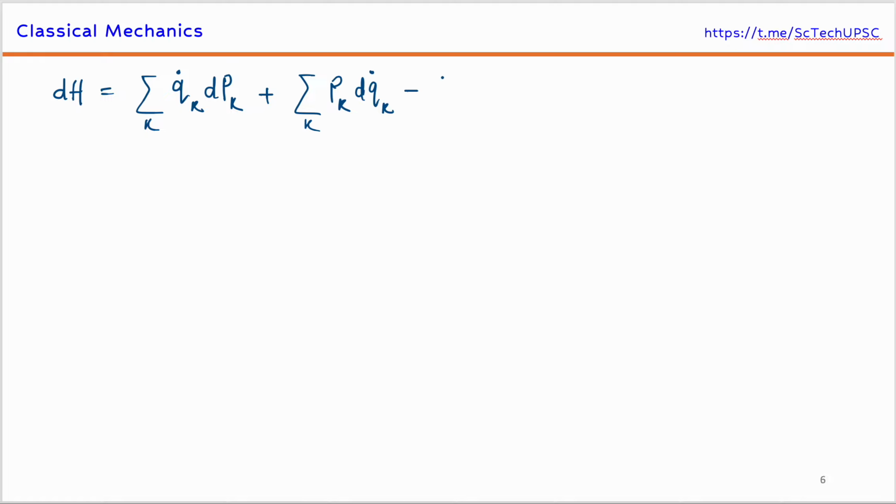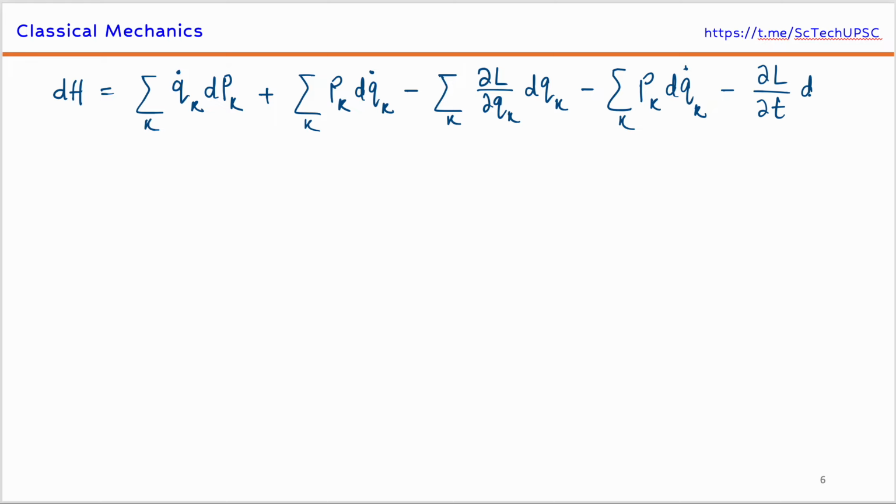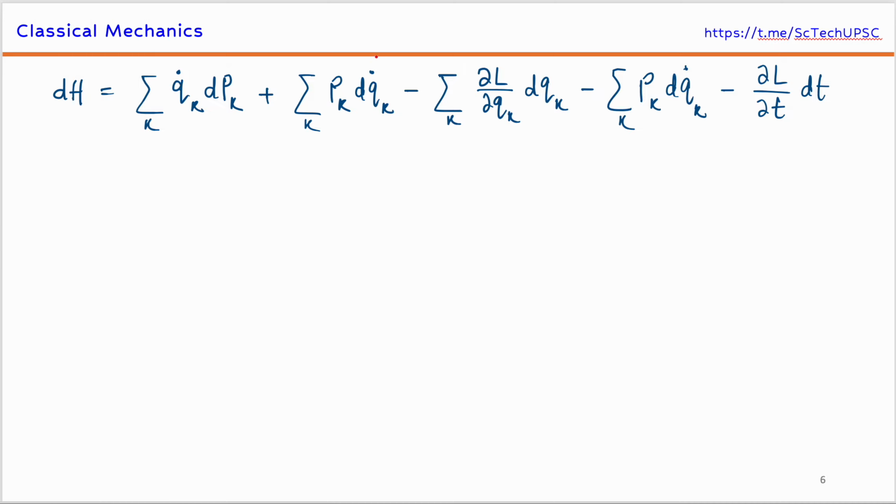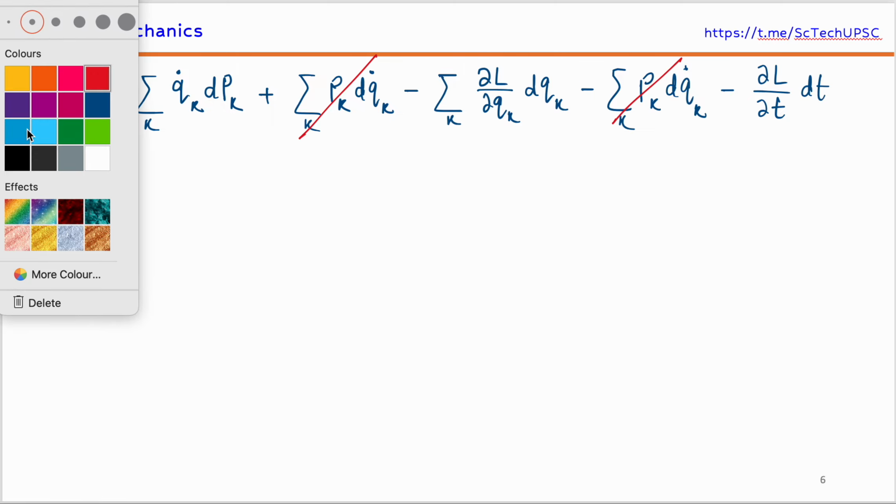So now instead of dL, we just have to put the value we just got in the last. So del L by del qk dqk minus pk del qk dot minus del L over del t into dt. You see, so in these two terms already cancel, this one and this one. So what is left here is the following.